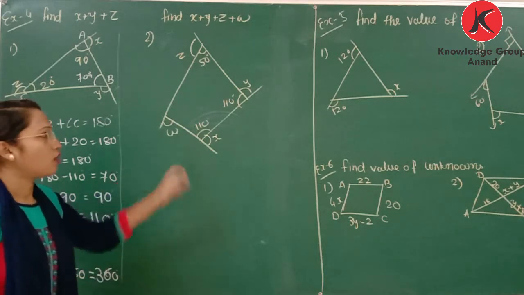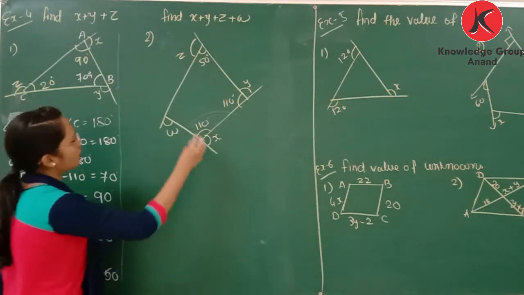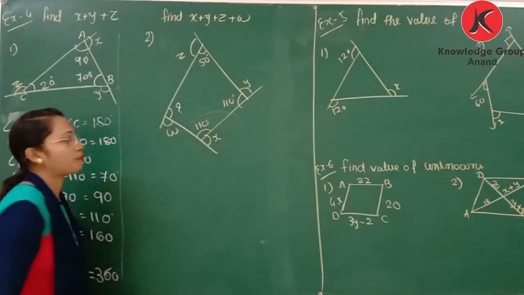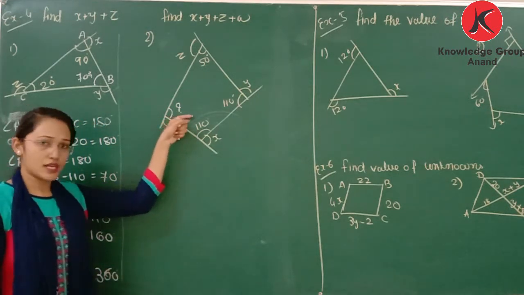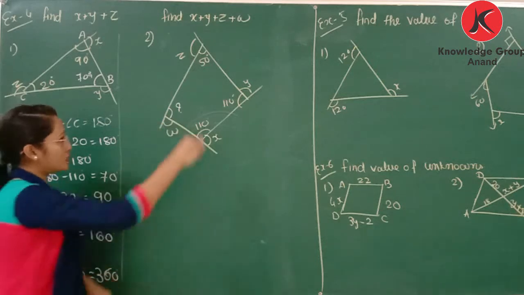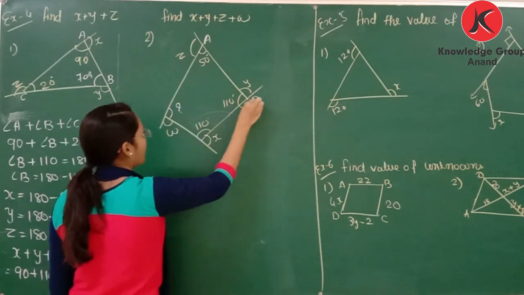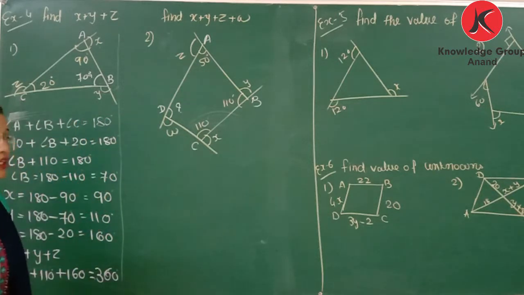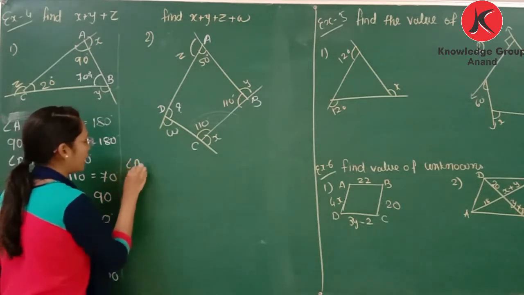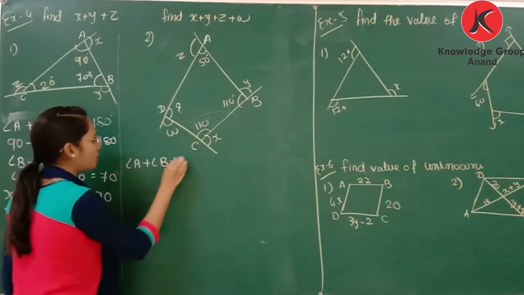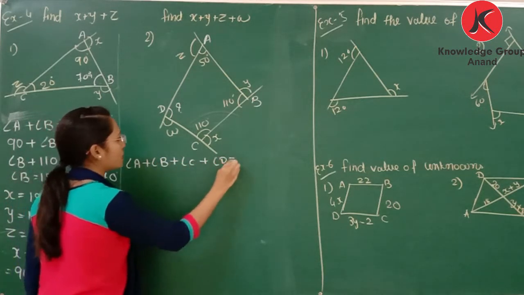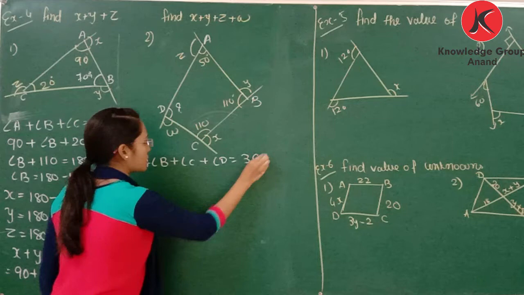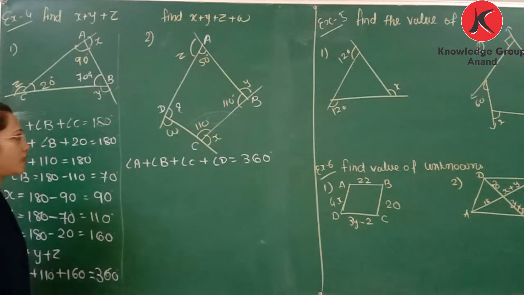Now here a quadrilateral is given. So here this angle is not given first, so we will find this angle first. Let's say A, B, C, D. So we will find interior angle D first. So we can write angle A plus angle B plus angle C plus angle D is equal to 360. Why? Because it is a quadrilateral.